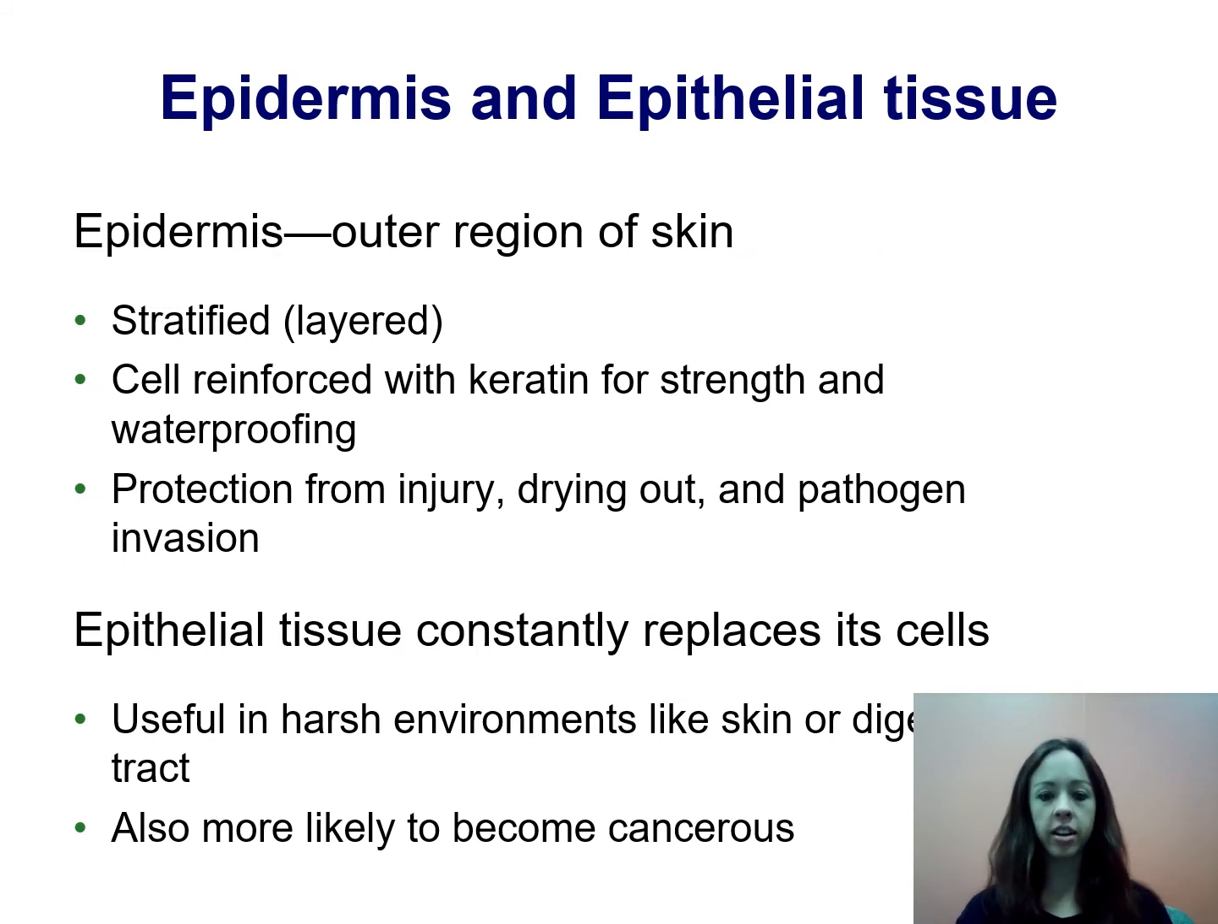Our skin is made up of many layers of squamous epithelial cells. Because these cells are layered, they are said to be stratified. These layers are reinforced with keratin, which strengthens and waterproofs the layers. This provides protection from drying out, severe injuries, and pathogen invasion.